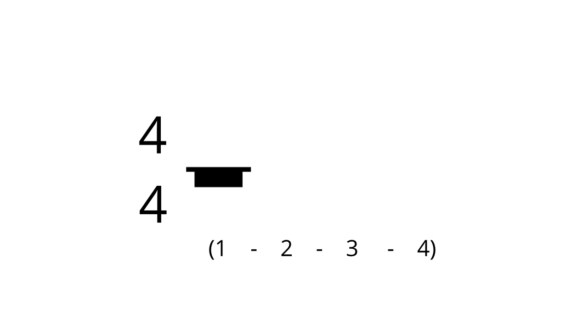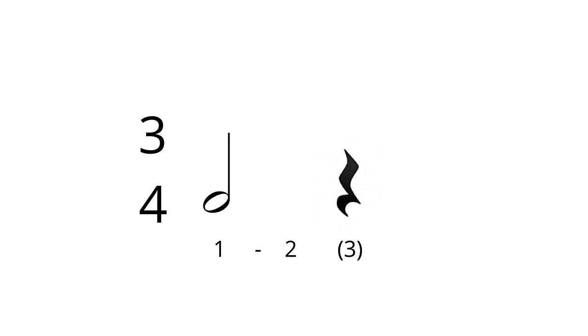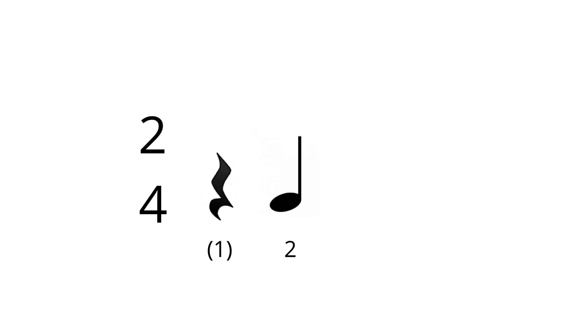A whole rest would take up the entire measure, so the whole measure would be silent. And remember, all the time signatures we're working with right now have a 4 on the bottom, so the quarter note gets the beat. So these rests all have the same value in 3/4 time and in 2/4 time. So now let's take a look at some exercises in depth so you can practice.